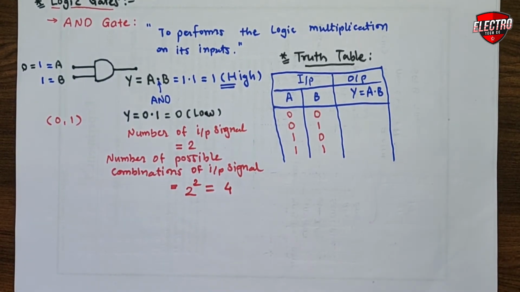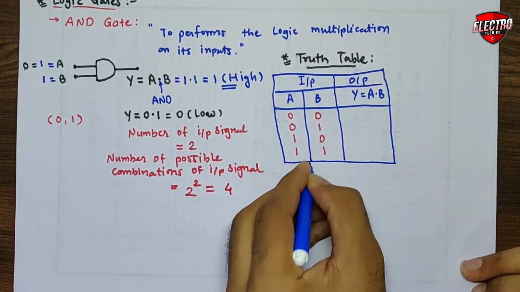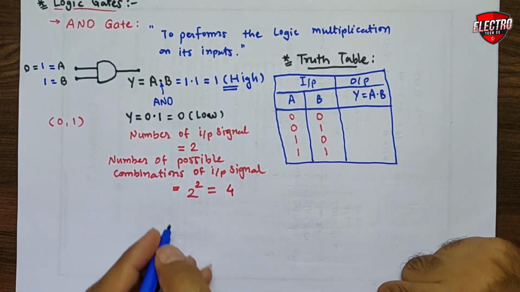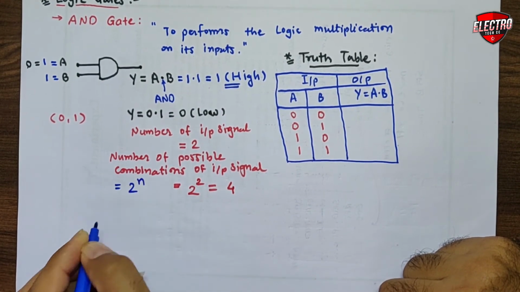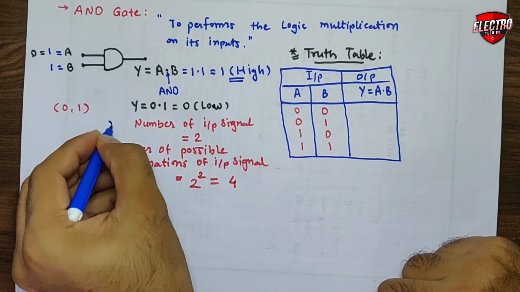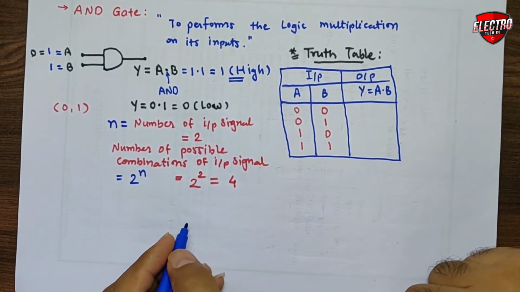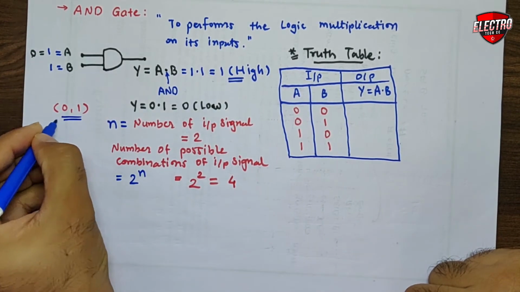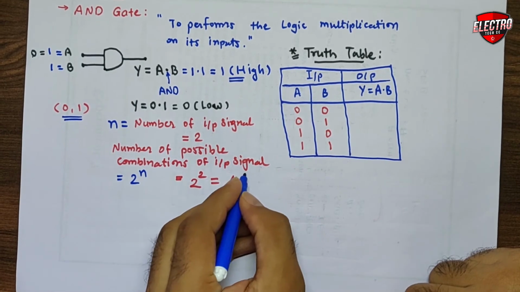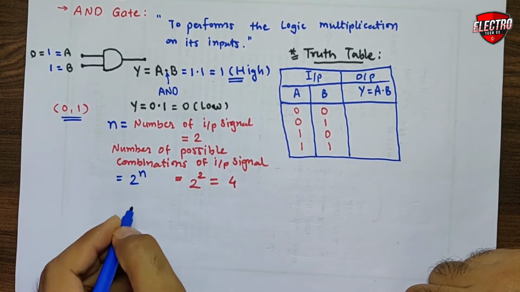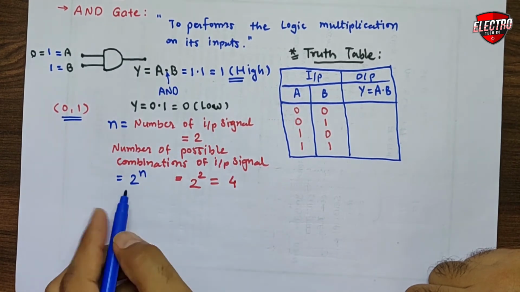Clear? The general equation to find the number of possible combinations of input signals is 2 raised to n, where n indicates the number of input signals to the logic gate. Okay, for the binary number system, the number of possible combinations of input signals in general is 2 raised to n, where n indicates the number of input signals to the logic gate.